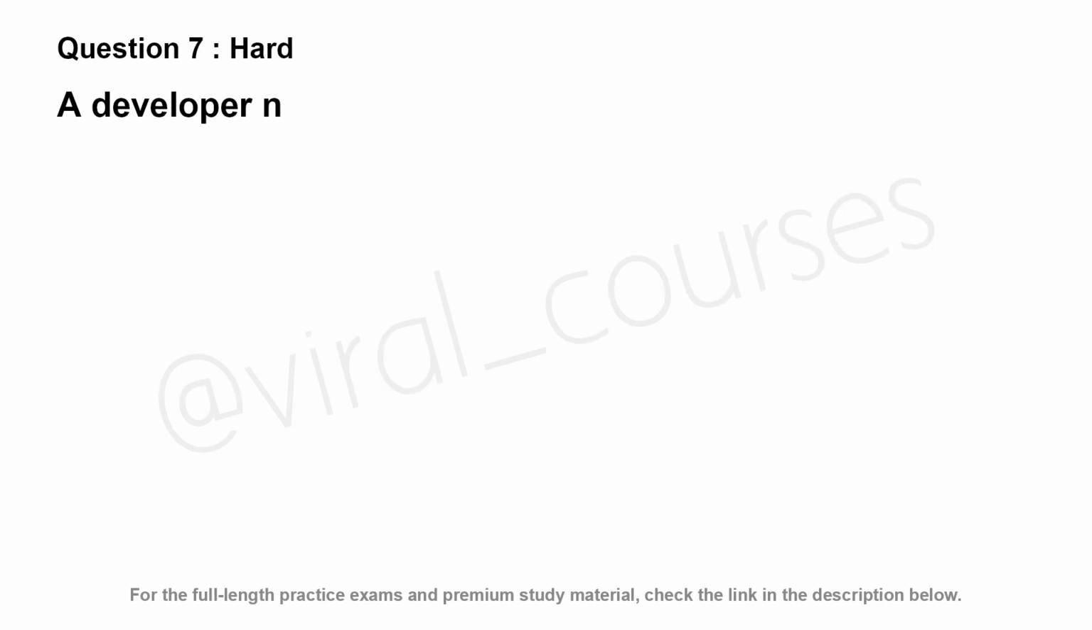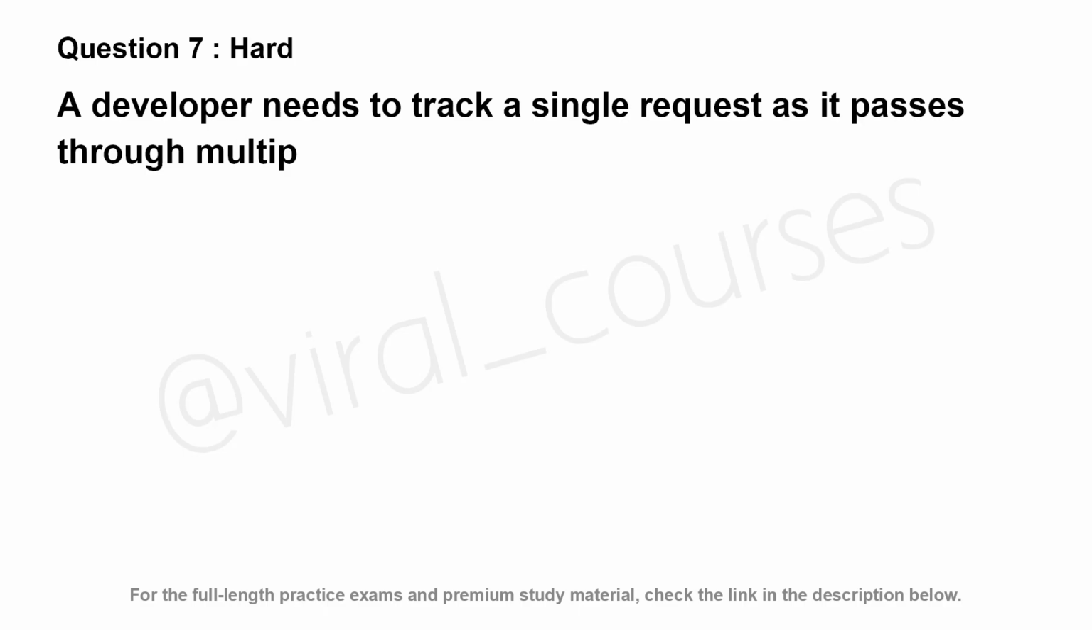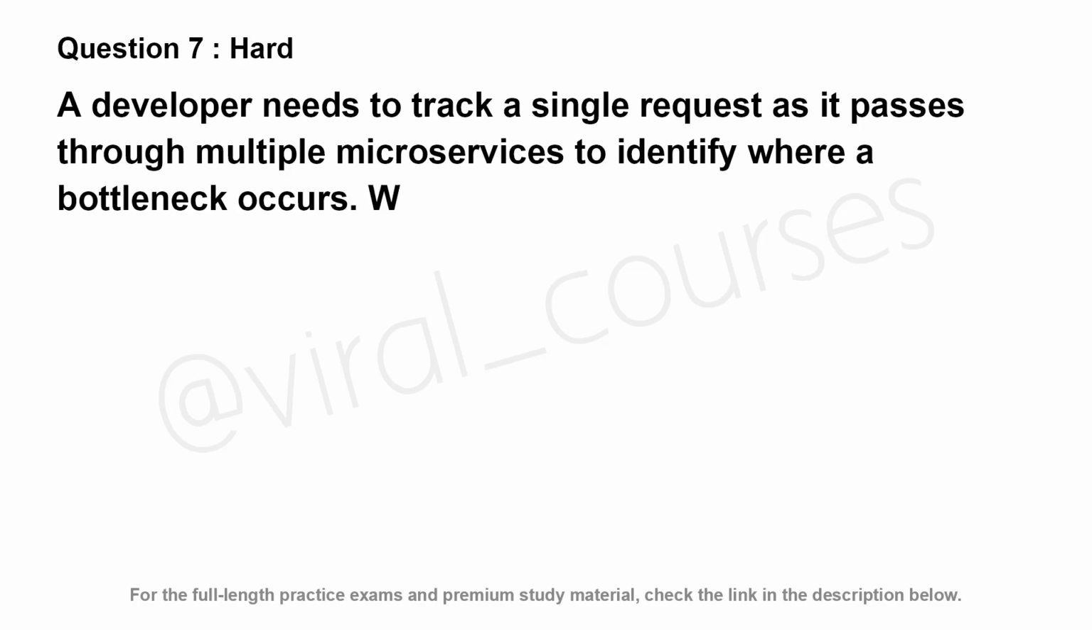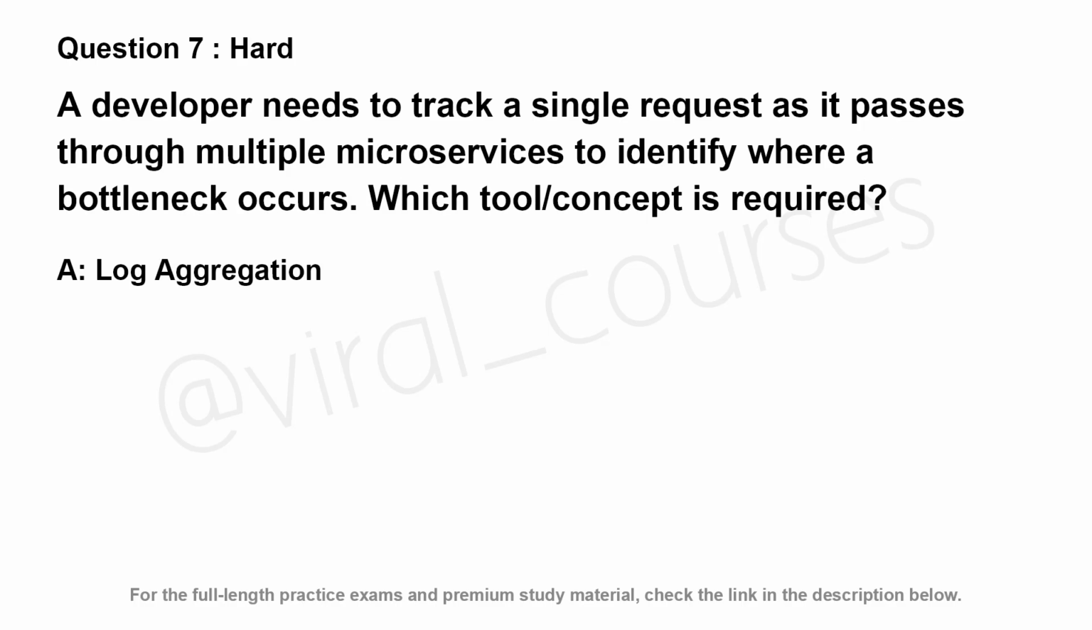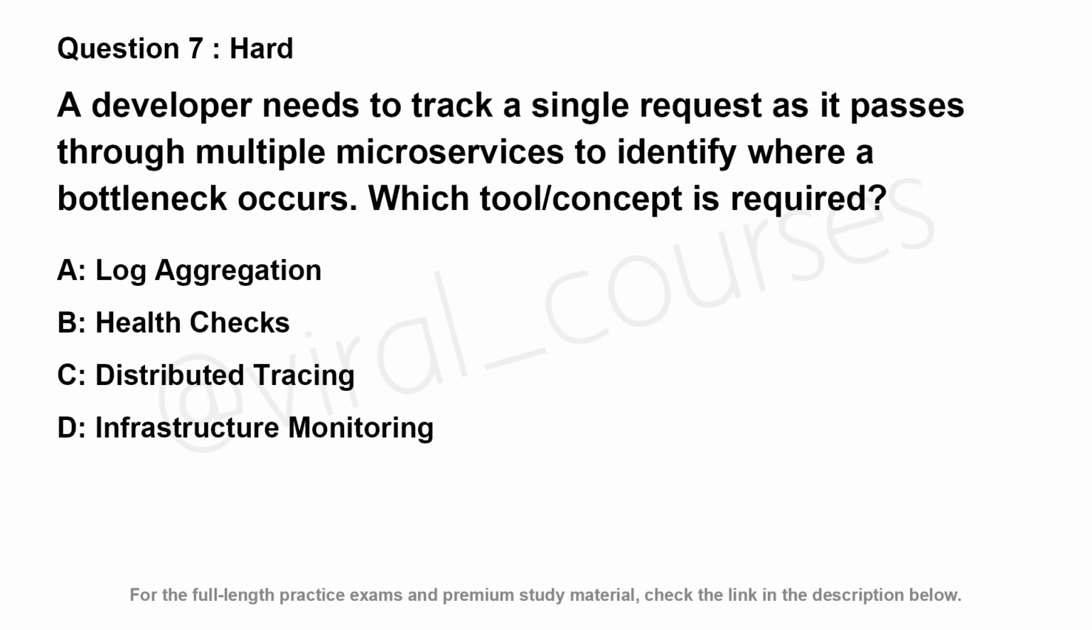A developer needs to track a single request as it passes through multiple microservices to identify where a bottleneck occurs. Which tool concept is required? Option A, log aggregation. Option B, health checks. Option C, distributed tracing. Option D, infrastructure monitoring.